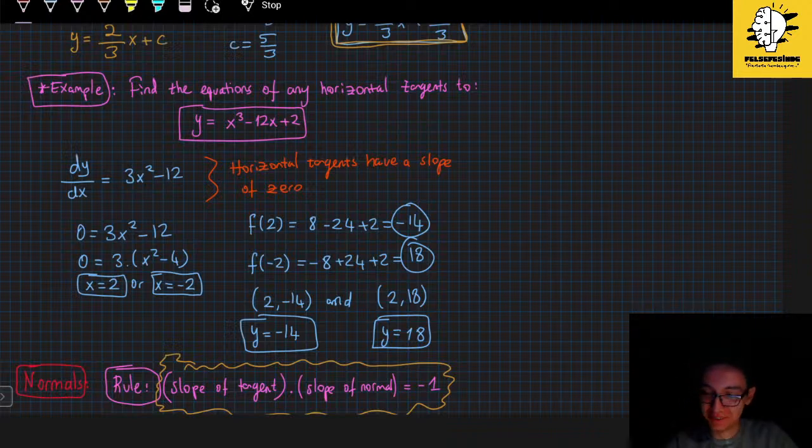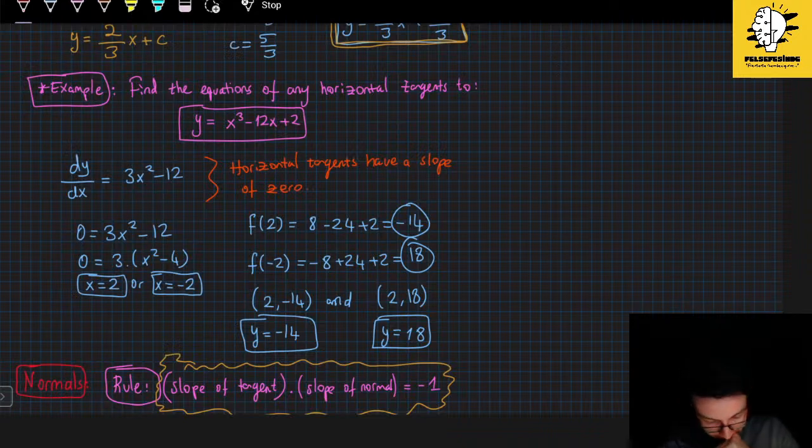Let's talk about why horizontal tangents. Horizontal tangents, as we know, have a slope of 0, right? So let's find the derivative function, and we find that it is equal to 0 when x is equal to 2 or x is equal to minus 2.